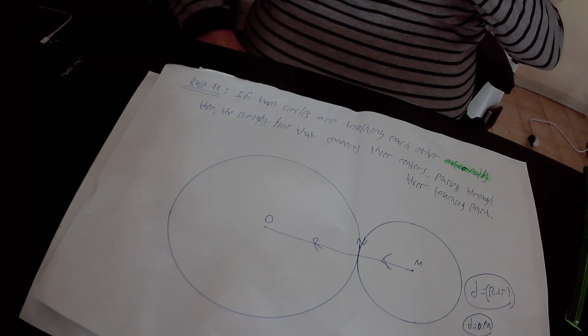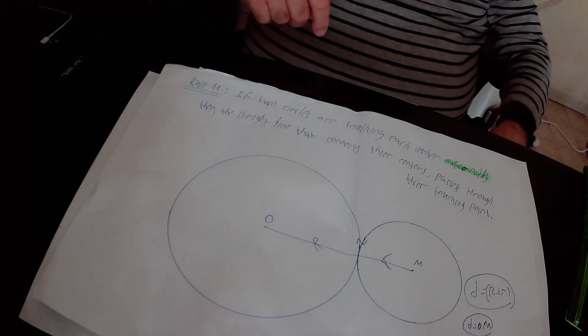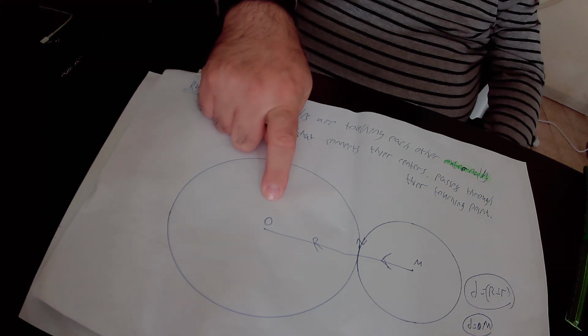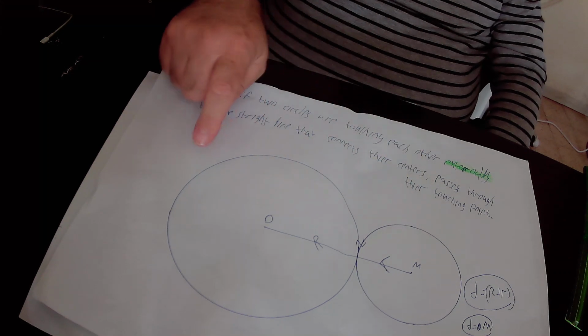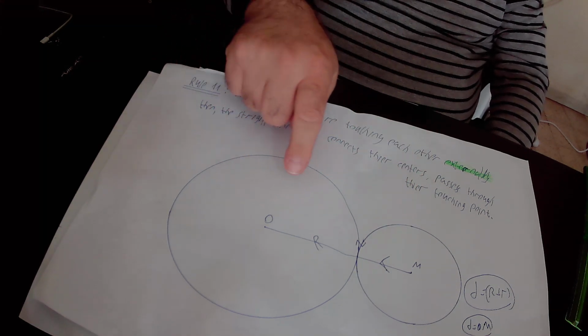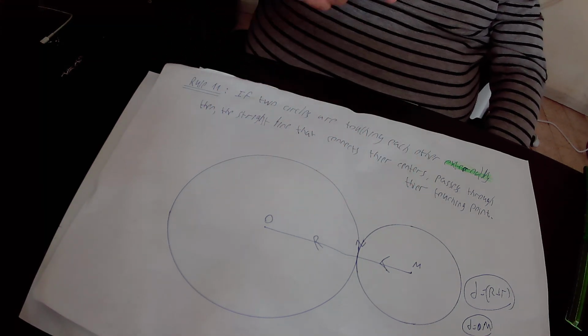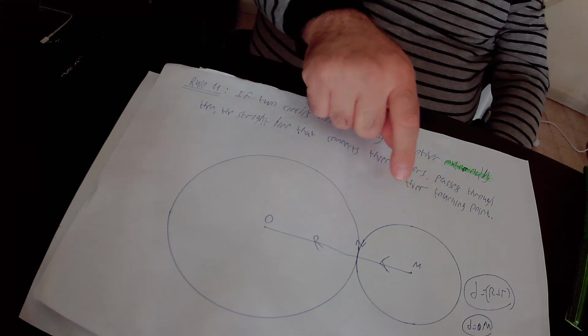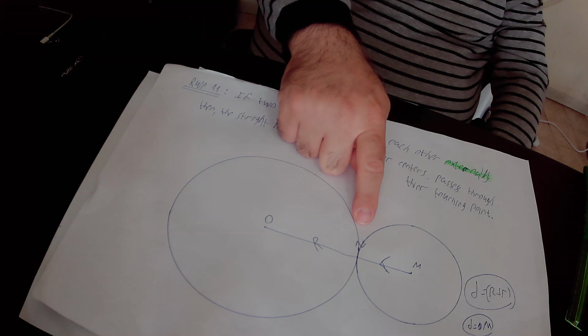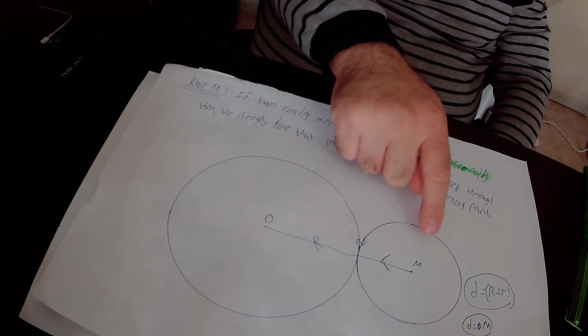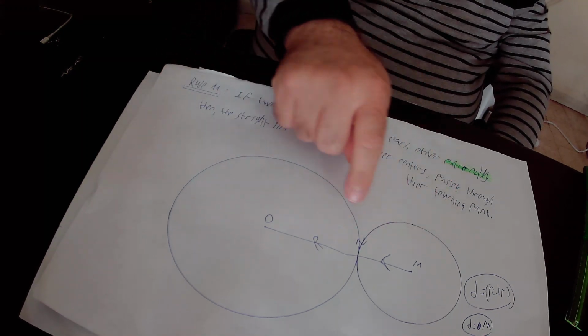Okay. The center of the big circle is here at point O. The center of the small circle is here at point M. And the straight line that connects their centers together is OM. The straight line OM must pass through their touching point, that is to say, point N. Or O, N and M is one straight line.